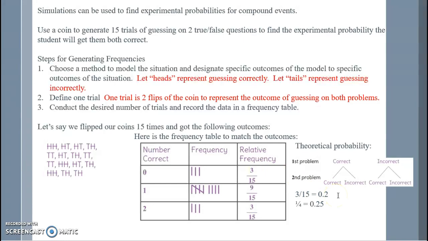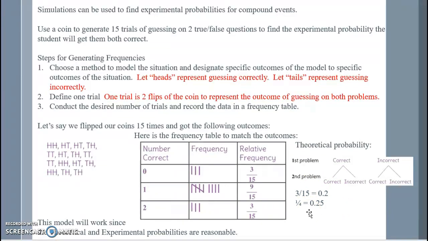The theoretical probability is 1/4. Out of the 4 options that we have altogether, 1 out of 4 would be 0 correct, so 25%. Since these are fairly close to one another, this is a good model that will work.